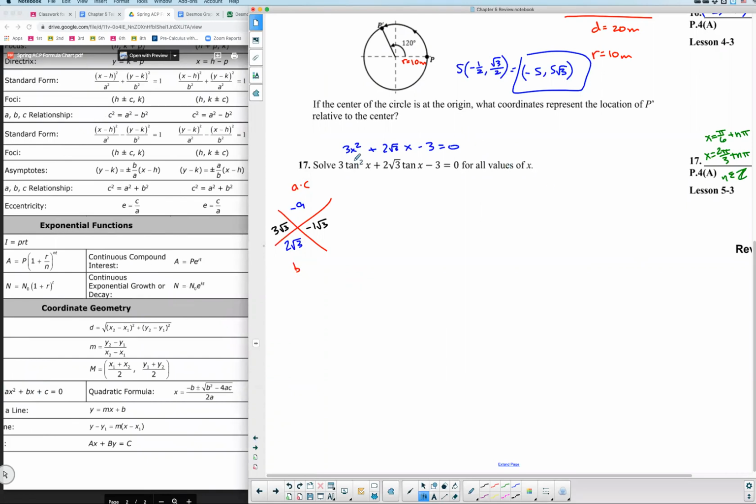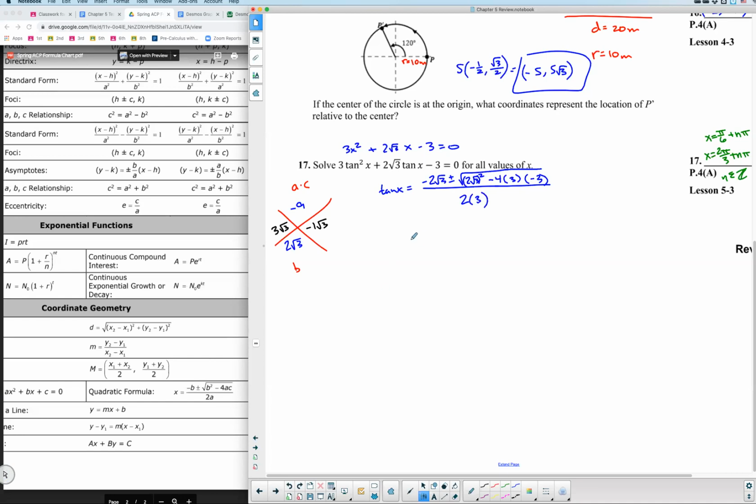What's different though is this is tangent x, not just x. And so instead of just x, I'm going to say that tangent of x is going to equal -b plus or minus the square root of b squared, let me put a parentheses there, minus 4 times my a times my c. And you realize real quickly that the calculator is the way to go on this one. All over 2 times a.